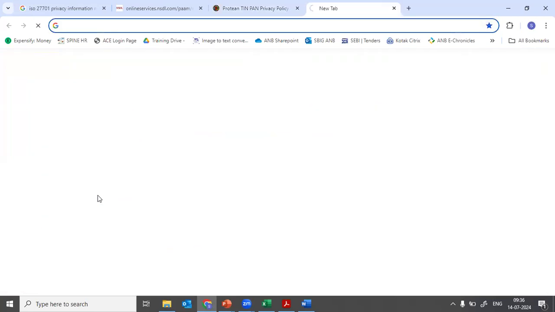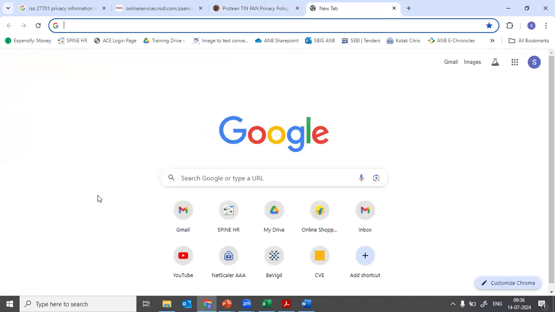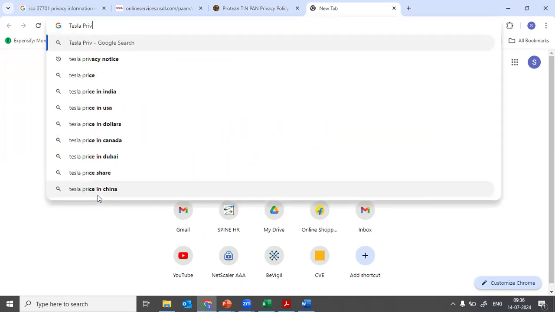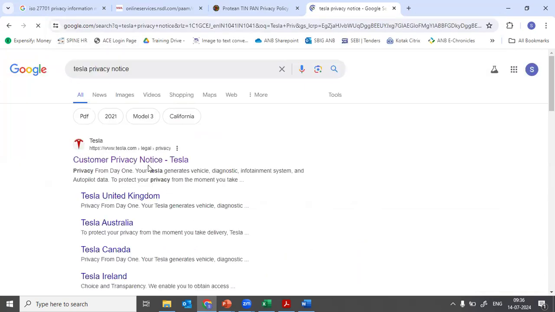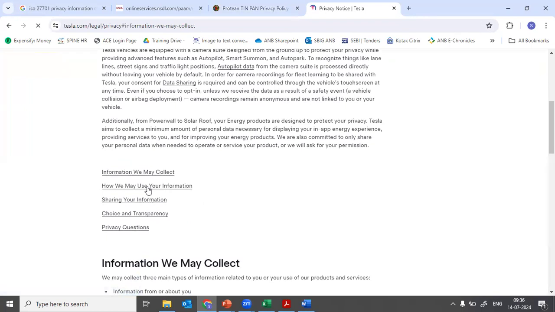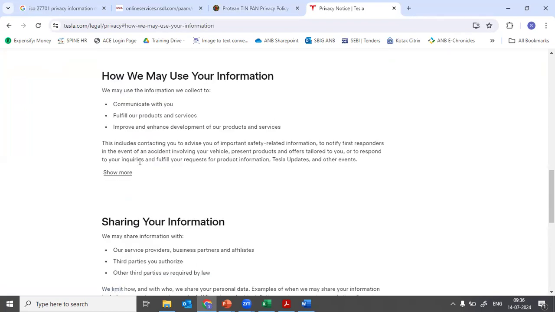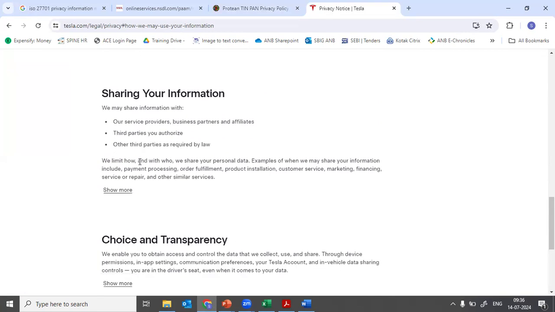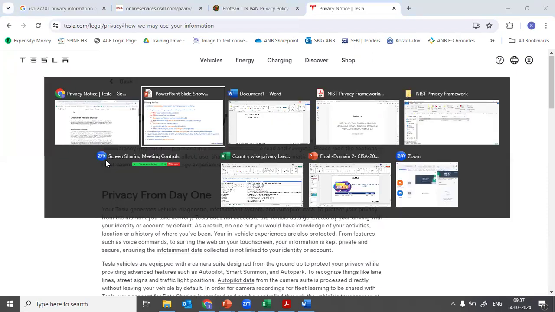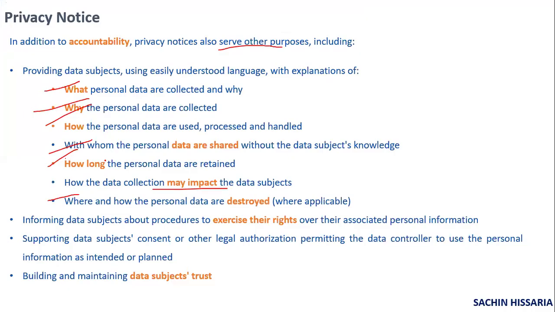For example, let me show you another privacy notice as per the GDPR. For that, we will open Tesla company's privacy notice. Here also you can see that they have given the privacy notices: what information they are collecting, how they are using it, how they will share your information. So a very detailed privacy notice is here. Maybe you can read this privacy notice. It will give you a decent idea of what is included in privacy notices.